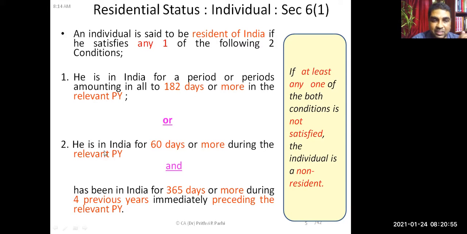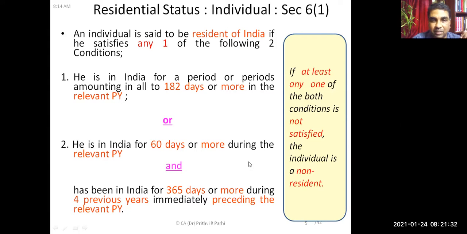But the second condition says, or he is in India for 60 days in the relevant previous year. That means 60 days in 2021, and 365 days or more during the 4 previous years immediately preceding the relevant previous year. Relevant previous year is 2021, so you have to go 4 years beyond that. Except 2021, you have to go down 4 previous years, and if in these 4 previous years he has stayed 365 days or more, that has to be tested. The second condition has 2 parts; both need to be jointly satisfied.